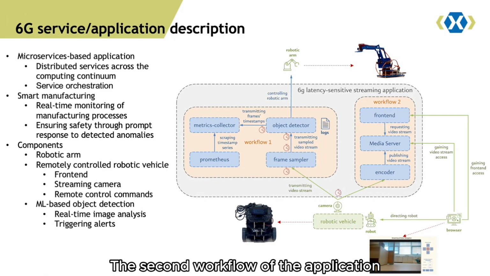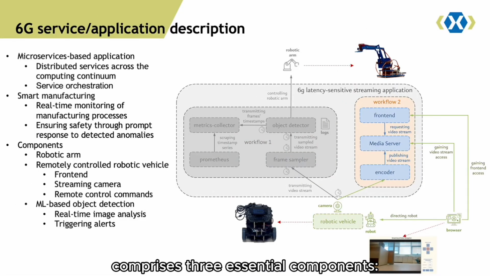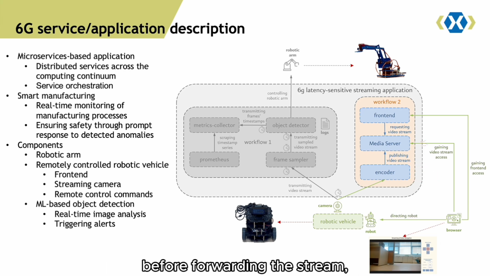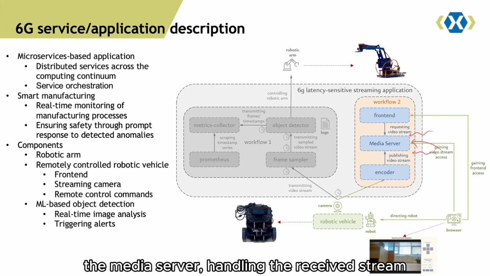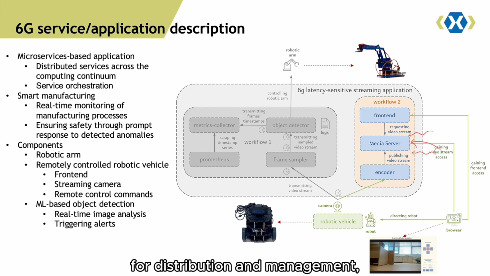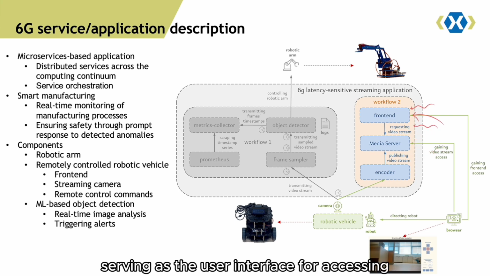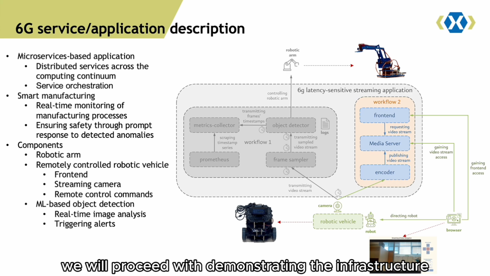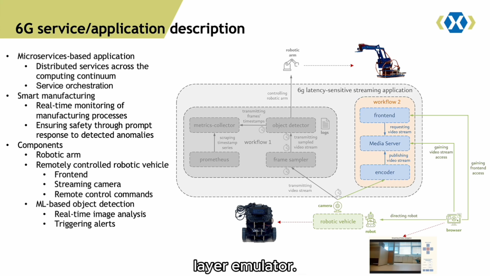The second workflow of the application comprises 3 essential components: the encoder, responsible for encoding frames before forwarding the stream; the media server, handling the received stream for distribution and management; and the front end, serving as the user interface for accessing and interacting with the streaming system. Using this workflow, we will proceed with demonstrating the infrastructure layer emulator.